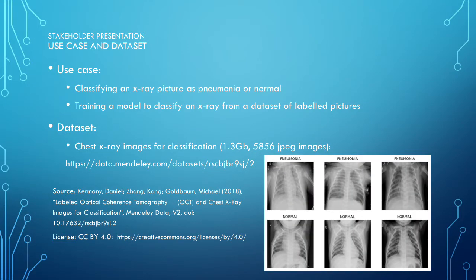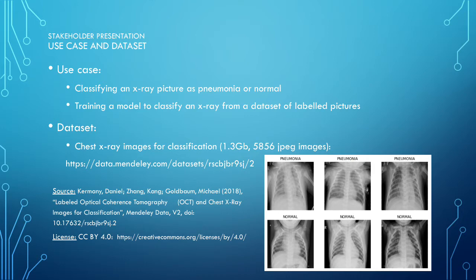I will first describe the use case and the dataset used for this project. The problem we are trying to tackle is a classification problem where we want to classify an image, a chest X-ray, as normal or pneumonia. It could have many important applications like pre-diagnosis, prioritization of patients before seeing a doctor, etc.